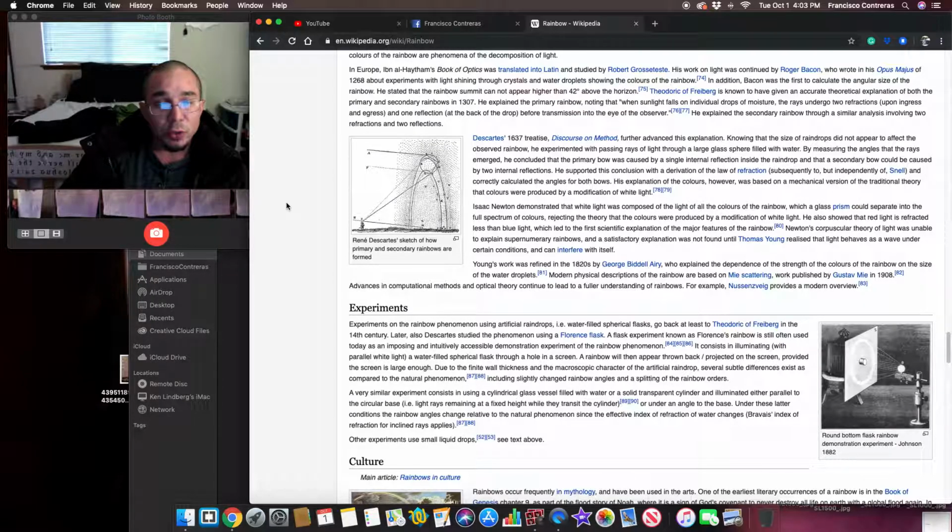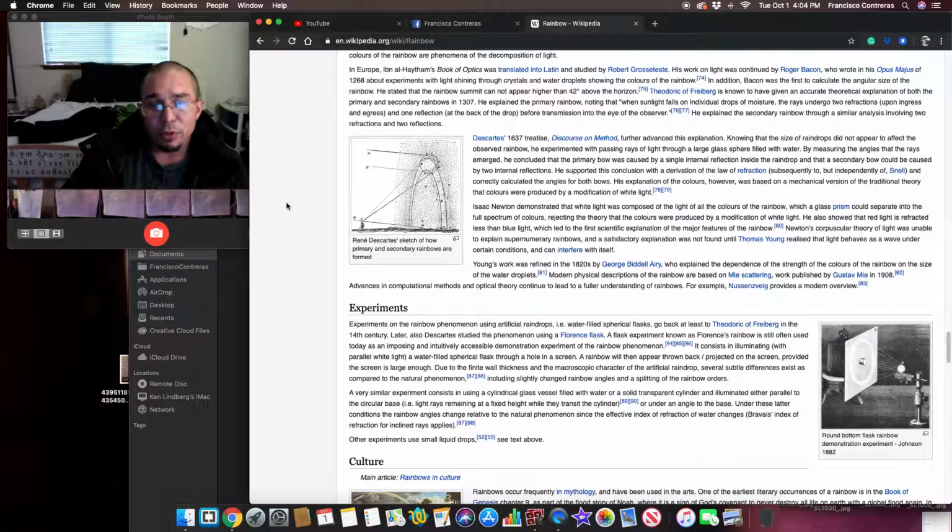1820s by George Biddell Airy, who explained the dependence of the strength of the colors of the rainbow on the size of the water droplets. Modern physical descriptions of a rainbow are based on the Mie scattering work published by Gustav Mie in 1908.